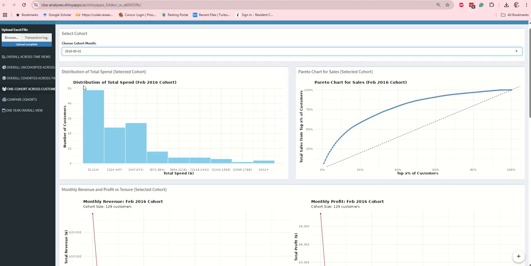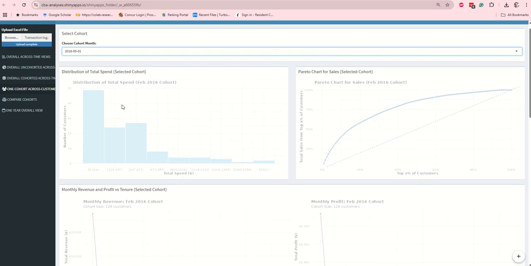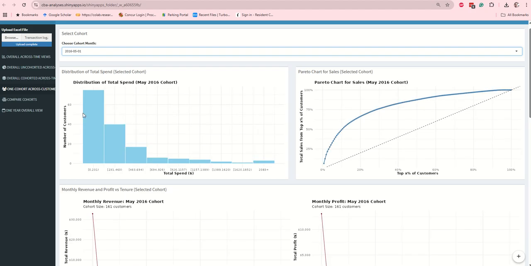So let's take a look at the May cohort just as an example. This is the distribution of total spend across the customers that were acquired in May. So you can see there were a few customers that brought in somewhere between $1,157 and $1,389. This is the Pareto curve.